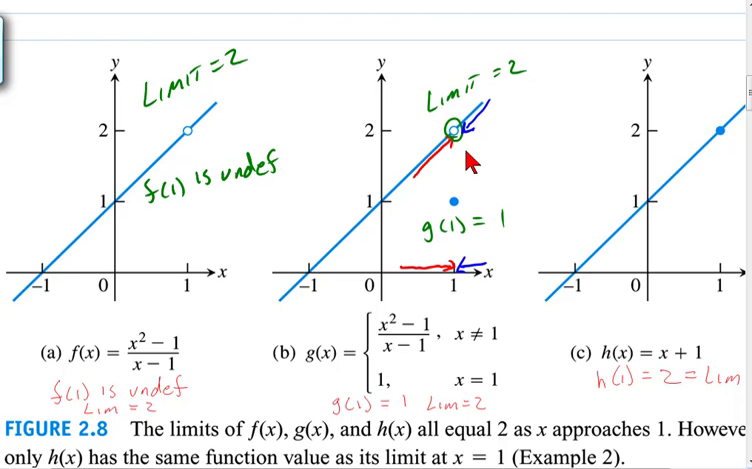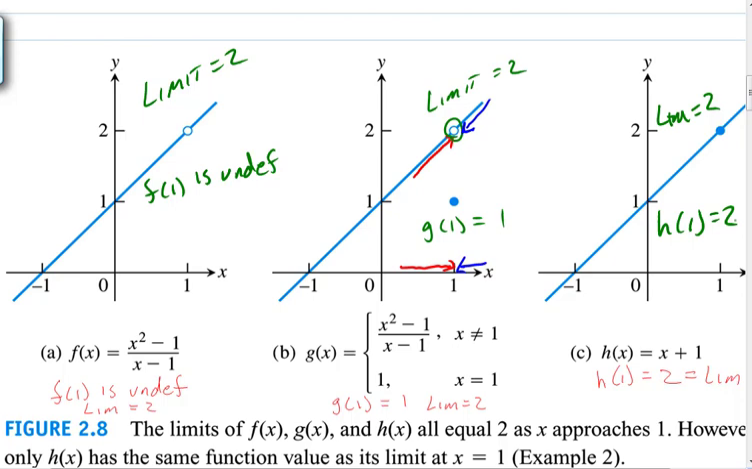And here, the limit exists. The limit is 2, because as we approach x from the left and the right, we get the same y values. We're getting close to the same y values. This is that arbitrarily close thing. Here f of 1 is undefined. Here g of 1 is equal to a different value, but as we approach from the left and the right, we're approaching the same values of y. And over here, the limit is equal to 2, but h of 1 is also 2.